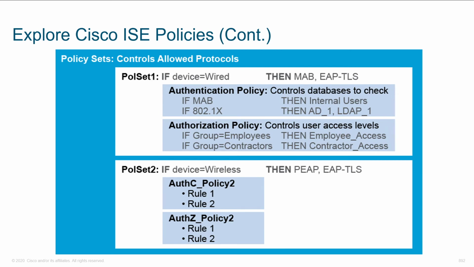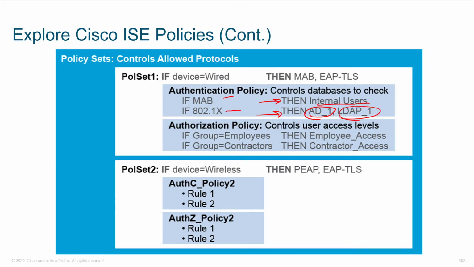And here is what we're showing as allowed protocols. And the way that this works, it's like, hey, if somebody comes in, they authenticate through MAB, then we're going to try to find their MAC address in this database called internal users that lives in ISE. If they're sending us credentials via 802.1X, well, we're not going to find their username in ISE. We want to point to Active Directory. And if that doesn't work out, we're going to try this other server called LDAP1.